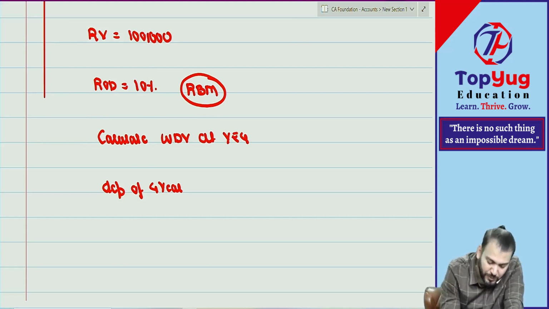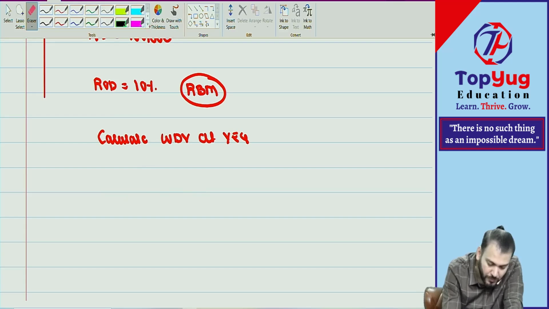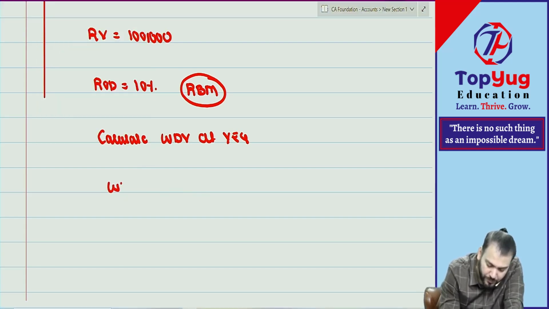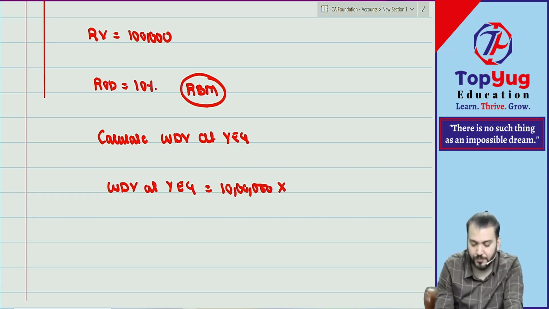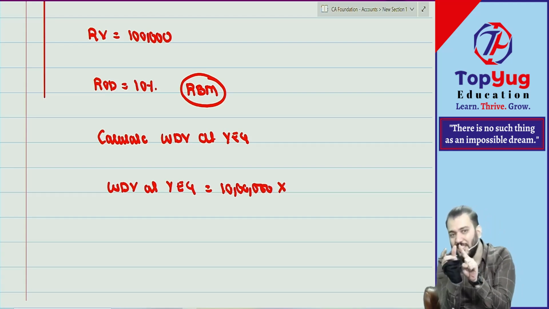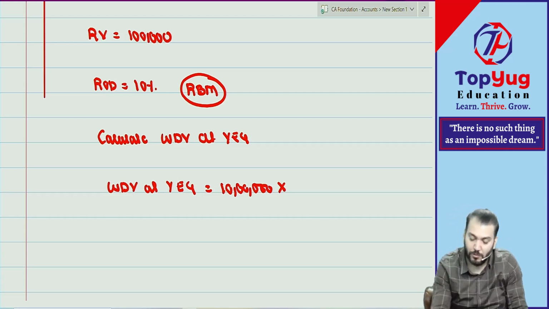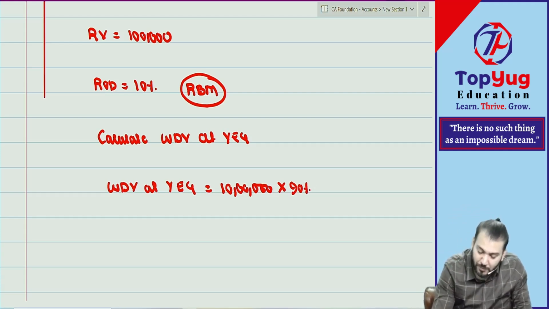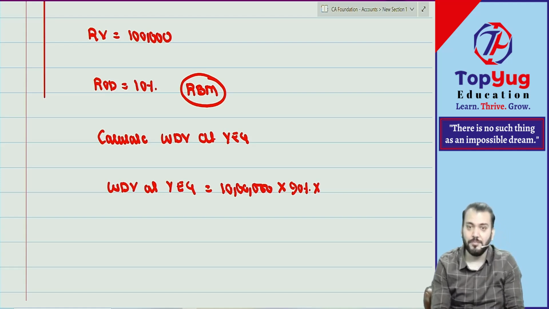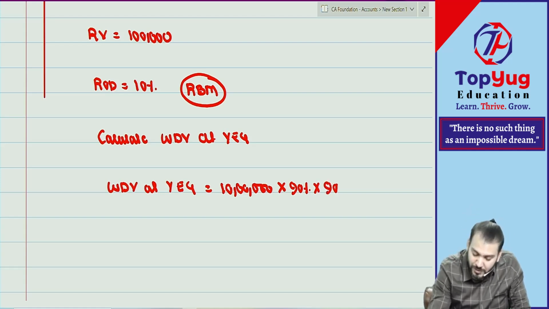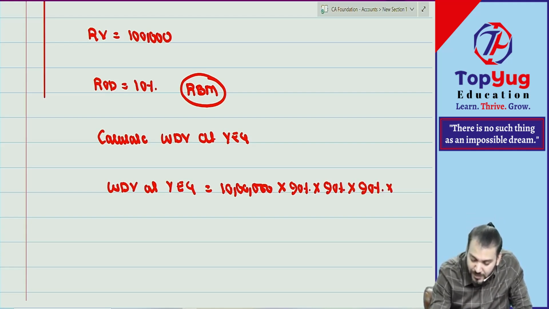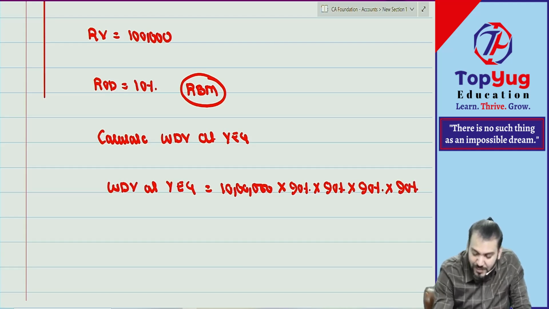So can we do in this way? Simple. WDB at year end 4 is equal to what? 10 lakh. But 10 lakh first year depreciation is what? So how much is left? 90%. So we'll do 90% is left. Okay, this becomes WDB at year end 1. Then 90% of this becomes WDB at year end 2. Then 90% of this becomes WDB at year end 3. Then 90% of this becomes WDB at year end 4.